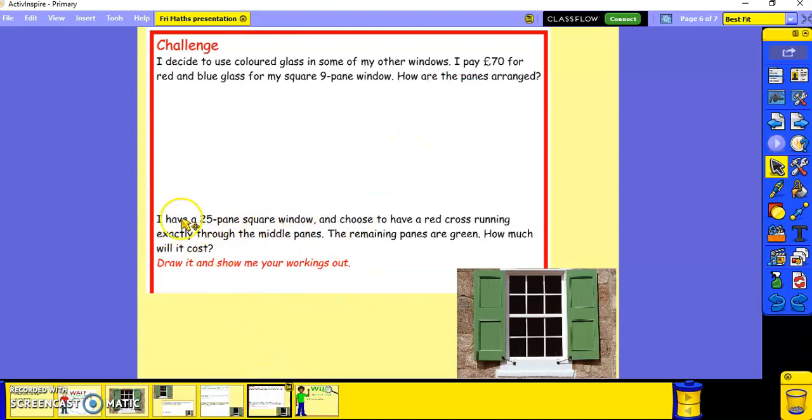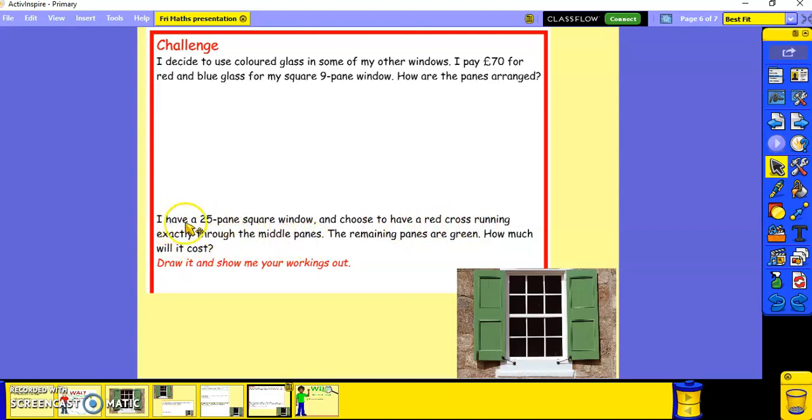And then finally, this time I have a 25 pane square window. So think about your square. How are you going to split it into 25 separate panes so that it is a square shape? You might need to use your 5 times table to help you with this one. How will you end up with the same number across the top and the same number down the side to make a 25 pane window in total? And choose to have a red cross running exactly through the middle pane.